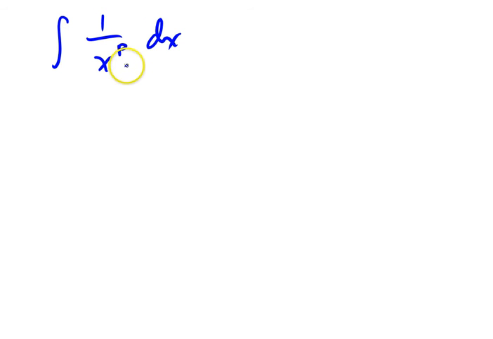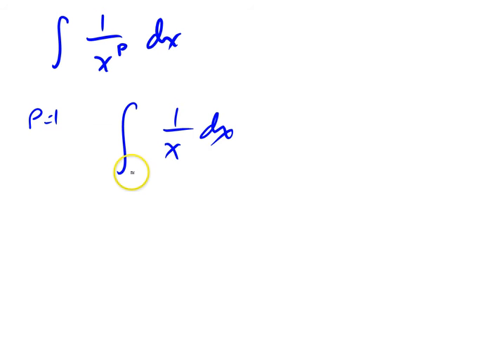So I want to take a look at some different things. First of all, I want to do p equals 1, because I don't think I've done that one yet. So that's just the integral of 1 over x dx. I want to do both types of improper integrals. So first of all, let's just go from 1 to infinity, and then I'll do it up against the asymptote at 0. But let's just take a look at this one first.